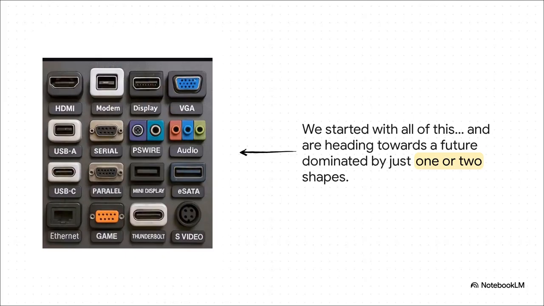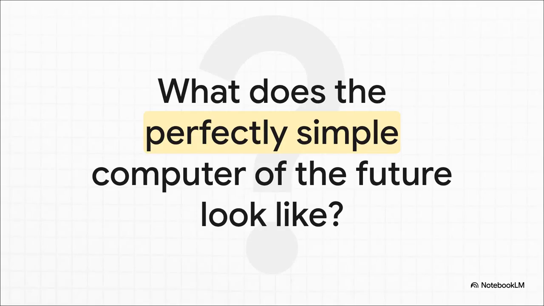And that really brings us to the end game. We started with this entire grid of different shapes and sizes and colors. Now, just imagine all of it being replaced by just 2 or 3 simple USB-C and Thunderbolt ports. And that's not science fiction. That's the future we're already starting to live in. And that leaves us with a final thought to chew on. As we get closer and closer to having a single, all-powerful port that can handle absolutely everything, what new possibilities does that open up? I mean, what does the perfectly simple computer of the future really look like?